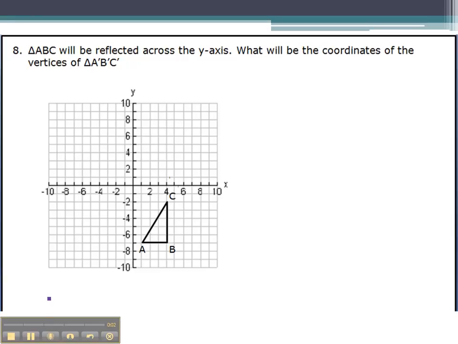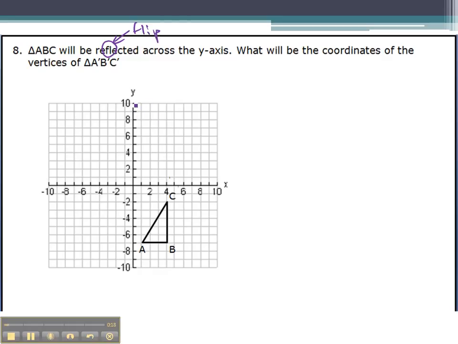Problem number 8 says triangle ABC will be reflected across the y-axis. What will be the coordinates of the new vertices of triangle A prime, B prime, C prime? The FL in the word reflected will remind you that a reflection is a flip. We're going to flip it over the y-axis.